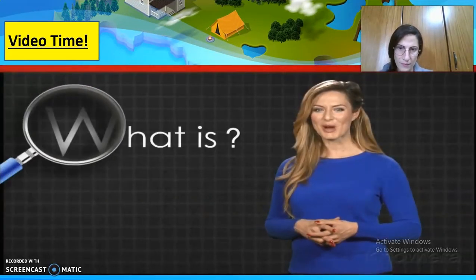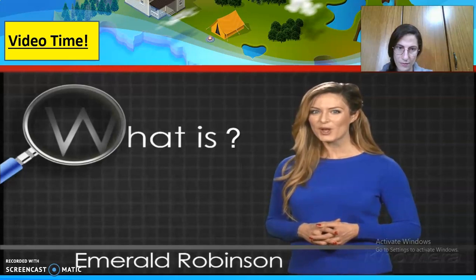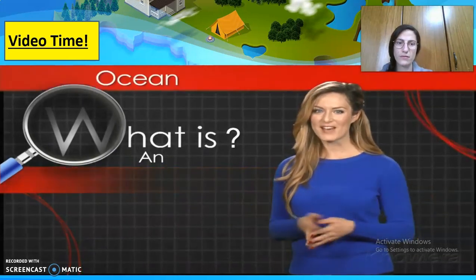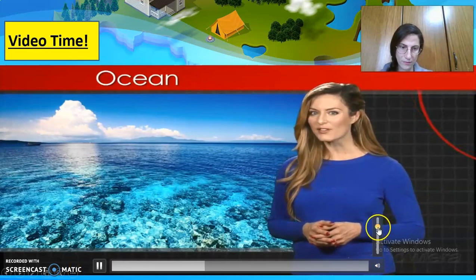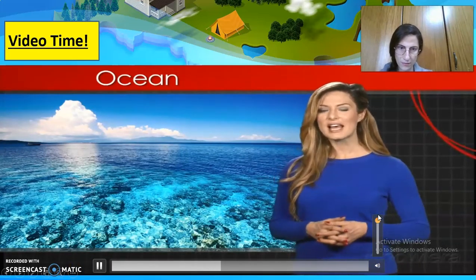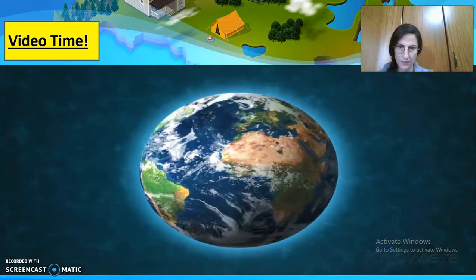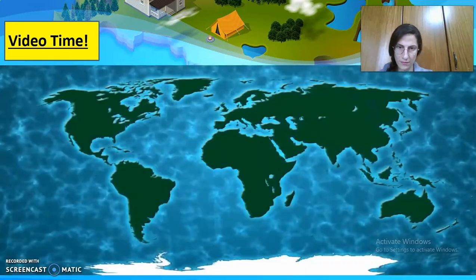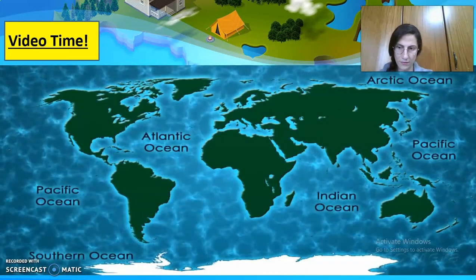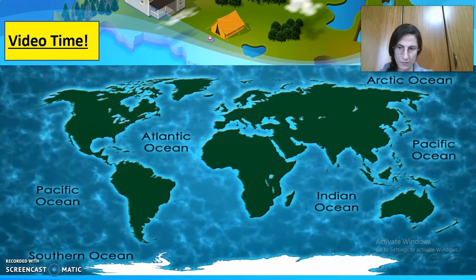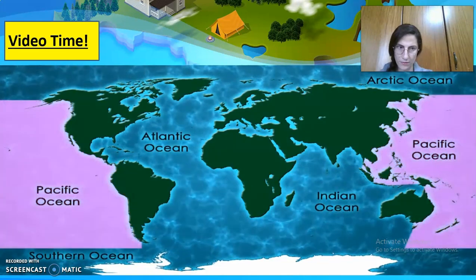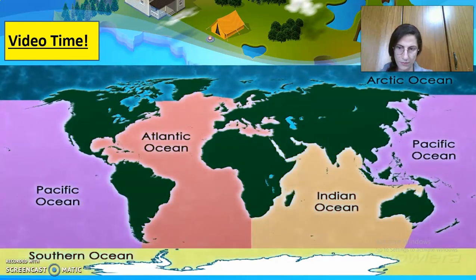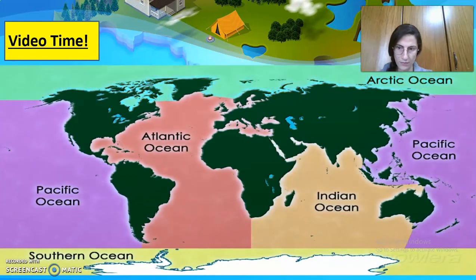Hi, my name is Emerald Robinson, and in this What Is video, we'll take a look at Earth's biggest body of water, the ocean. The ocean can be defined as any of the large bodies of salt water that cover, in total, over 70% of the Earth. Because all of these bodies are connected, there's technically only one big ocean on Earth. Geographers have divided this world ocean into 5 smaller oceans. These 5 are, in order from biggest to smallest, the Pacific Ocean, the Atlantic Ocean, the Indian Ocean, the Antarctic Ocean, or Southern Ocean, and the Arctic Ocean.